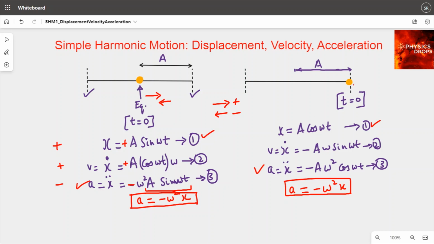Same way for the position where t equal to 0, we start measuring at the extreme right. We see that at the extreme right, the displacement is already positive, a plus x, because the right direction is positive. From here it starts moving towards the left, so the velocity will be in the negative direction. And the restoring force is also pulling it back to the equilibrium position. If force is in the negative direction, acceleration is also negative. So that's why we see a plus here, a minus here and a minus here, which is in line with the directions we have found.